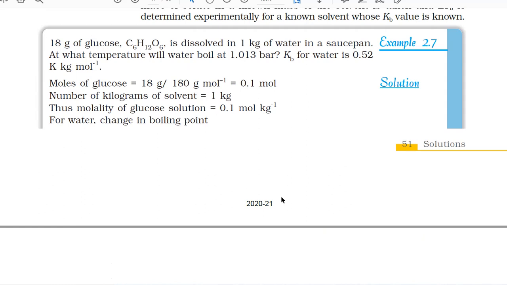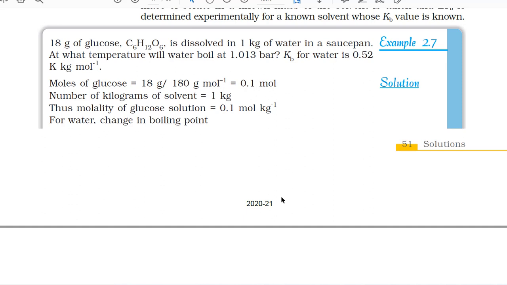Example 2.7. 18 gram of glucose, C6H12O6, is dissolved in 1 kg of water in a saucepan. At what temperature will water boil at 1.013 bar? Kb for water is 0.52 Kelvin kg per mole.